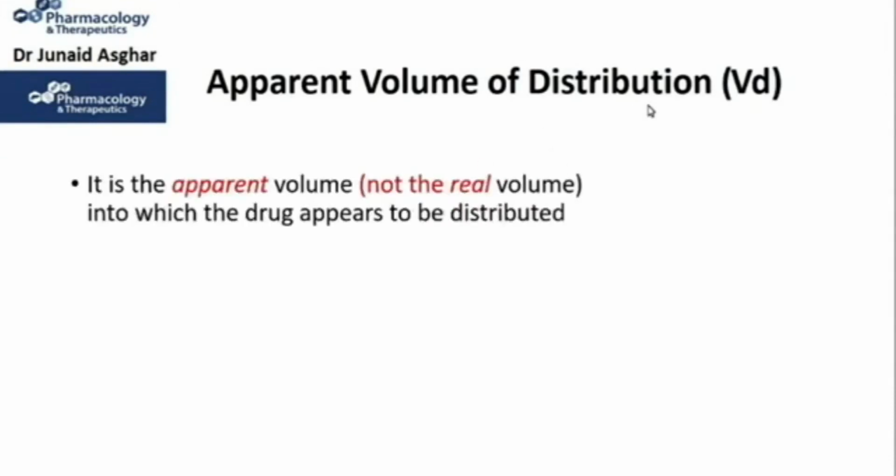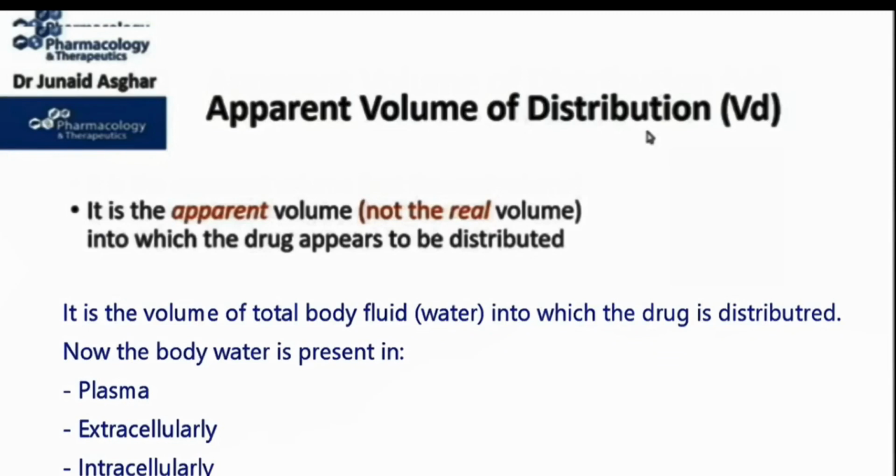So VD is apparent volume. Yes, I repeat, apparent volume, not the real volume, into which the drug appears to be distributed. As you know, some 60% of the human body is water, so you have water everywhere. There is water in your plasma, you have water outside the cells, you have water inside of the cells. Now the volume of distribution is basically the volume of body water into which the drug is distributed.